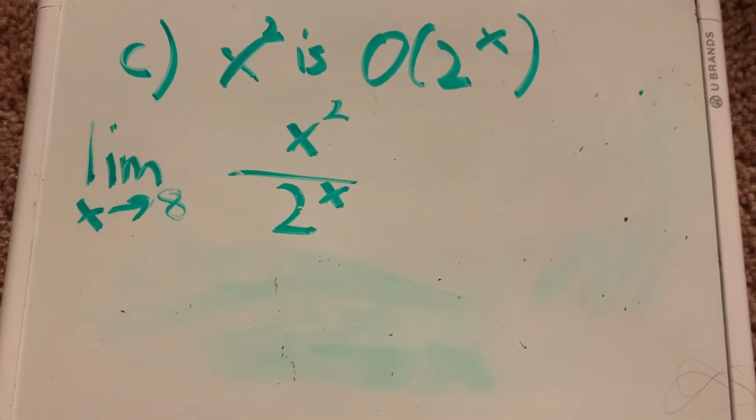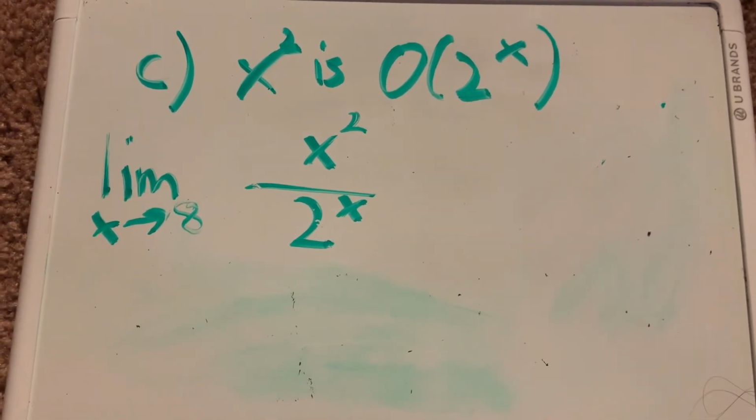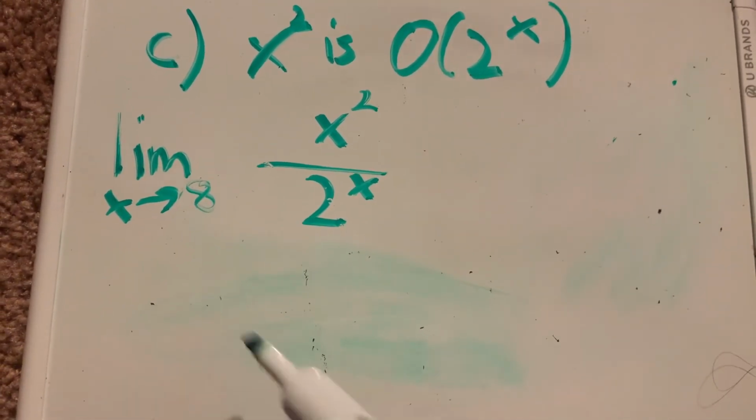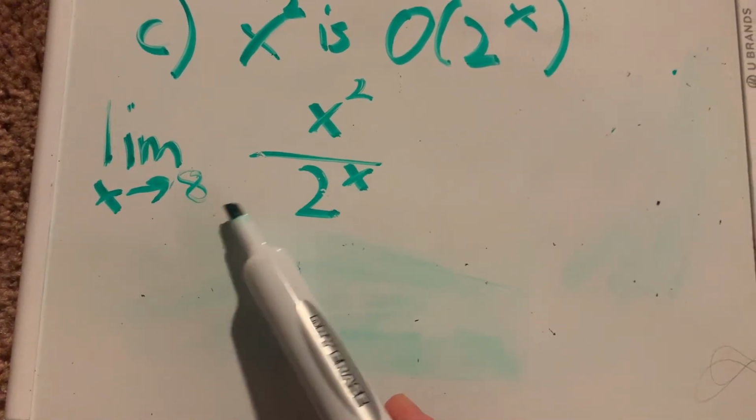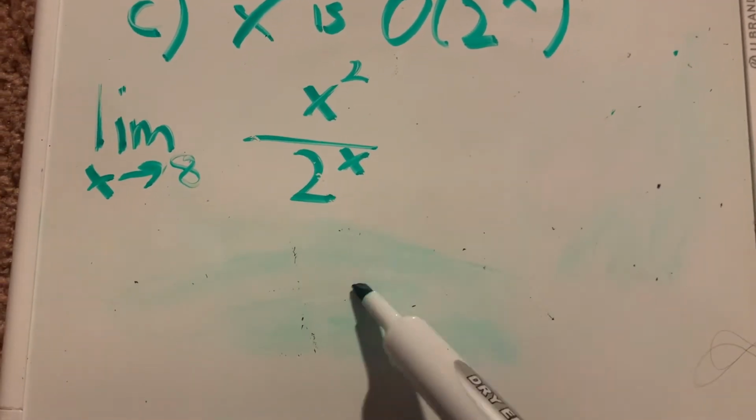Okay, we show that x squared is big O 2 to the power of x. Well, we set up the limit. This is x to infinity. We have x squared all over 2 to the power of x.